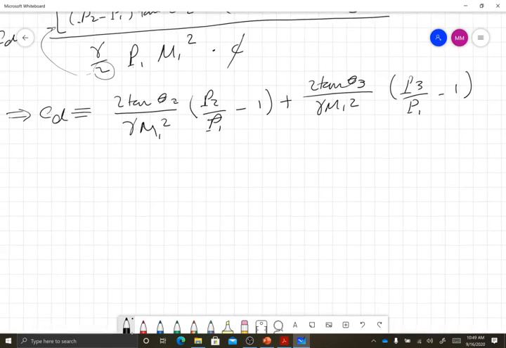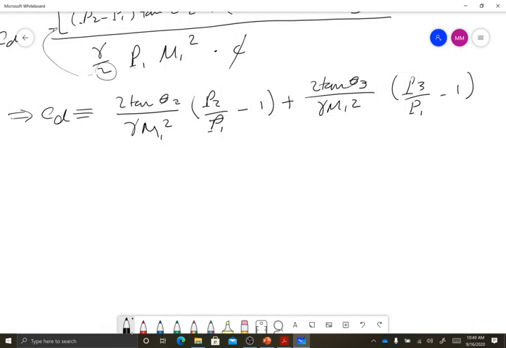Okay, is this clear? What is the term in the second part? Gamma M1 squared, yeah. So we have the pressure ratios. We have gamma, we have M1. We can plug in all the numbers. If you plug in all the numbers, your CD is going to be equal to 0.03589. So, any questions so far?